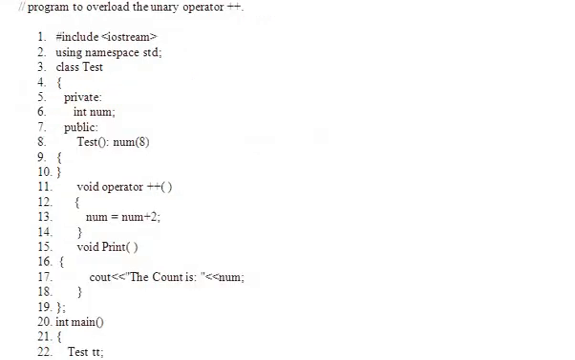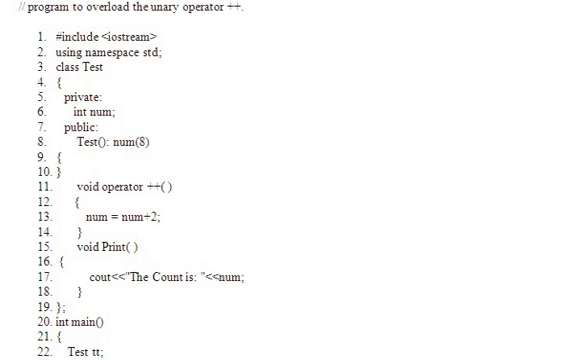Look at the program clearly. What is the class name? Test. Look at line number 6, it is NUM. Line number 8. Look at the definition of Test. No confusion regarding these types of definitions. Test is a constructor. NUM within brackets 8 means 8 is assigned to NUM. This is one way of defining a constructor.